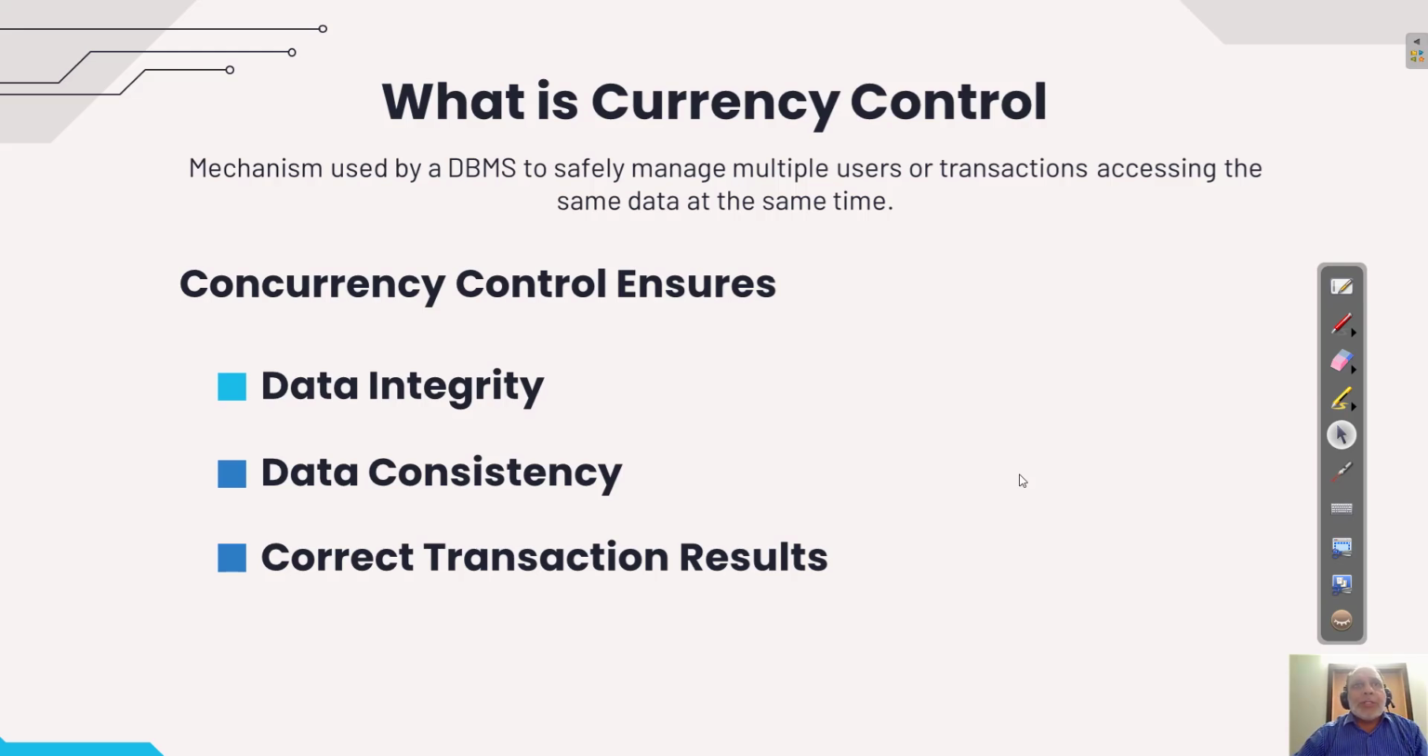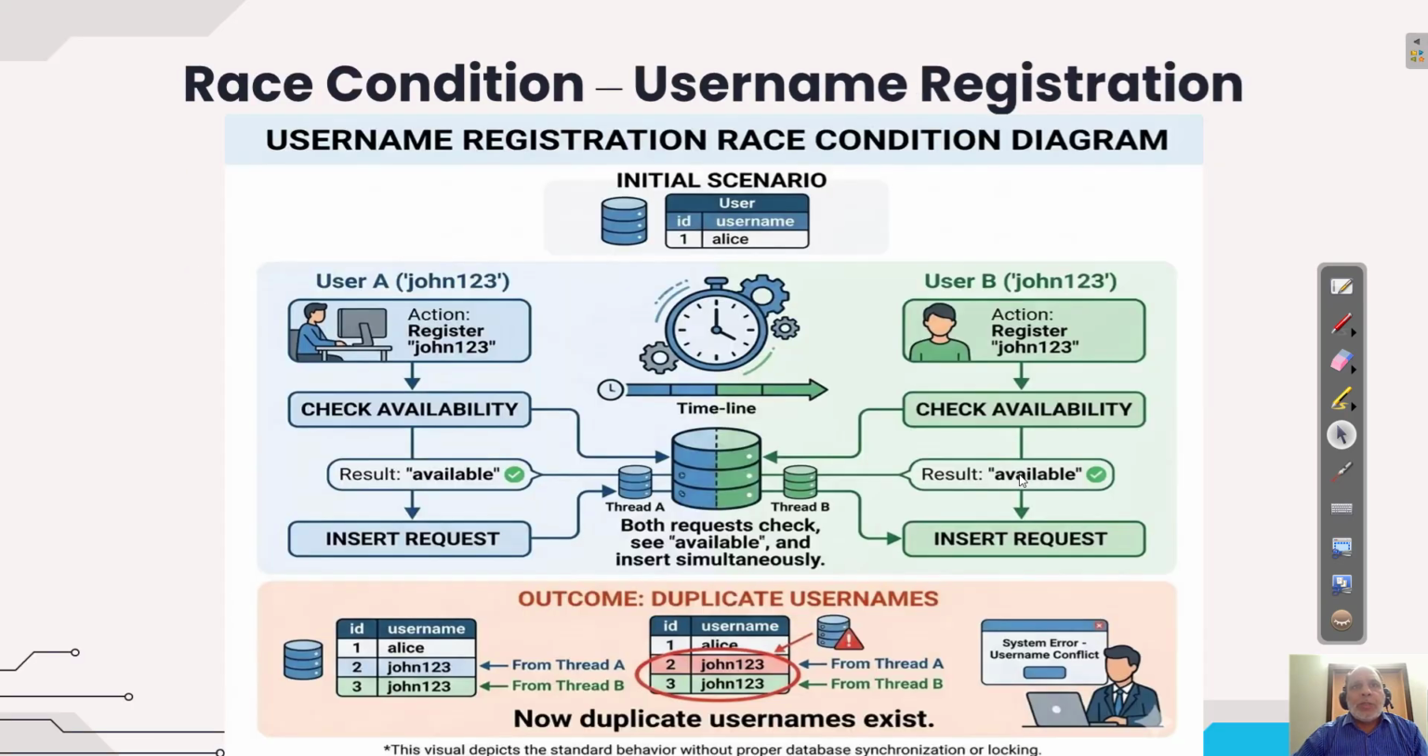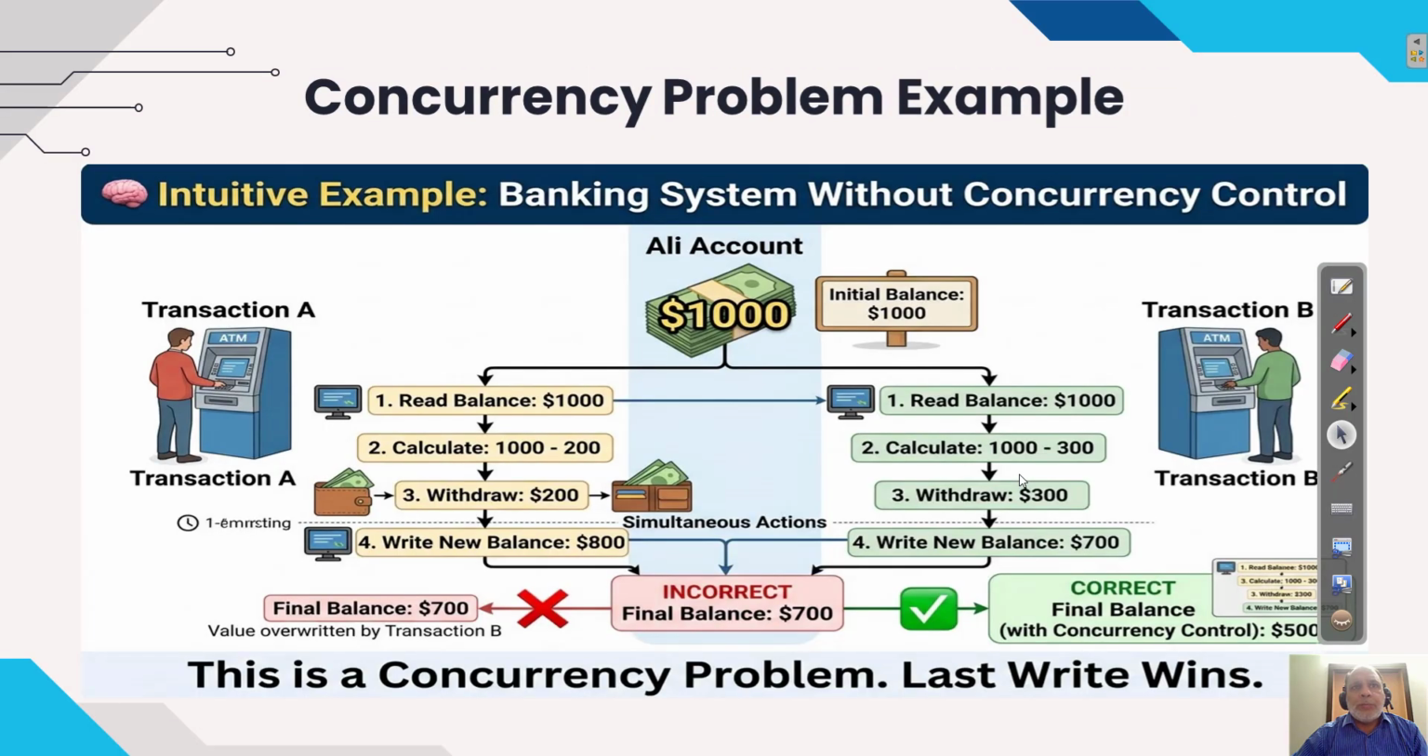What is the concurrency control mechanism? Concurrency control is the mechanism used by the DBMS to safely manage multiple users or transactions accessing the same data at the same time. So here you can see in all three examples, both users are getting the same data at the same time. So this is the problem.